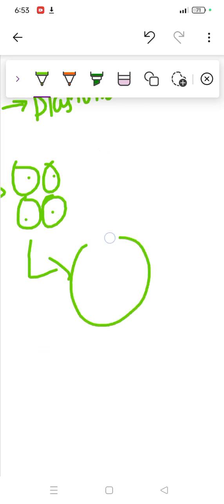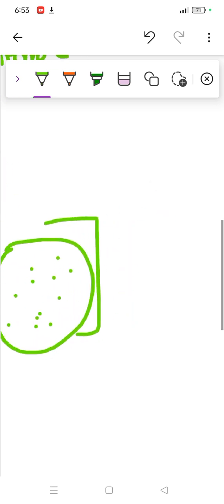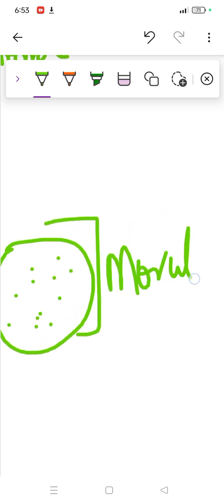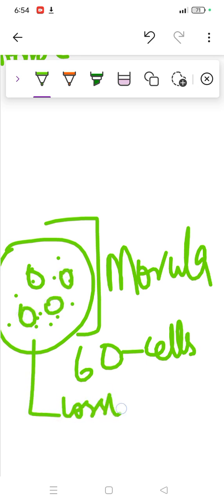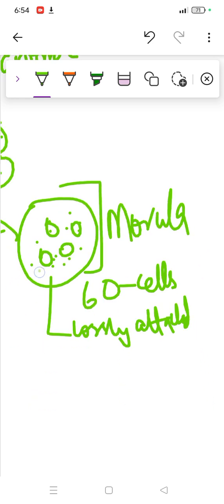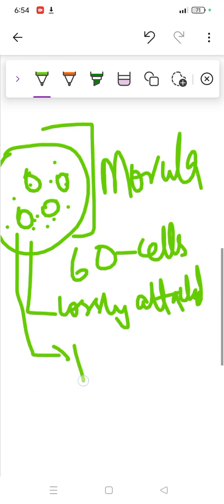But what if we make a round structure which will have more than 60 blastomeres? That structure is called a morula. I'm sure it will be clear. A morula has more than 60 cells, and these circle-like structures are quite loosely attached. This morula is shaped like a berry, so we just write berry shaped.